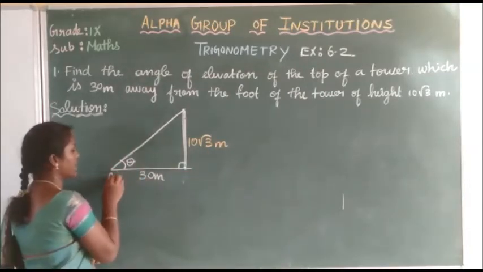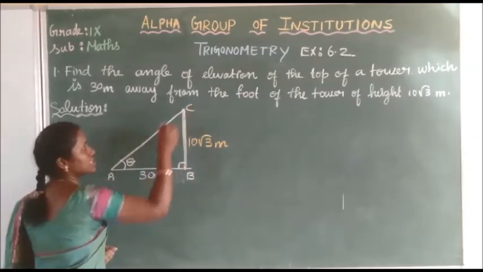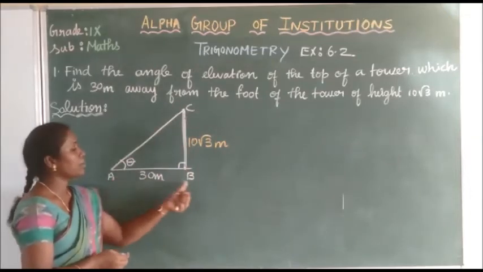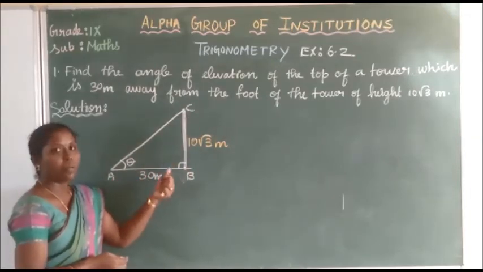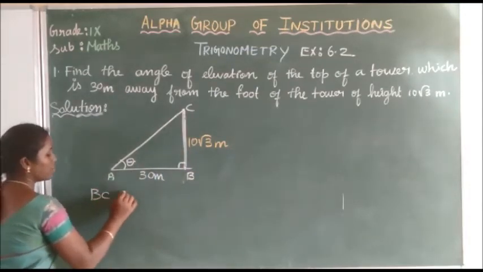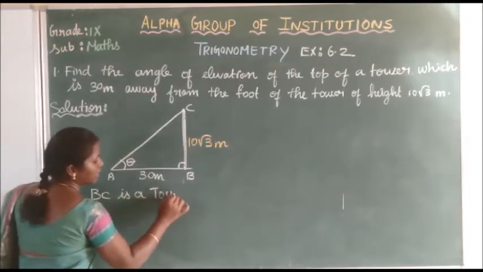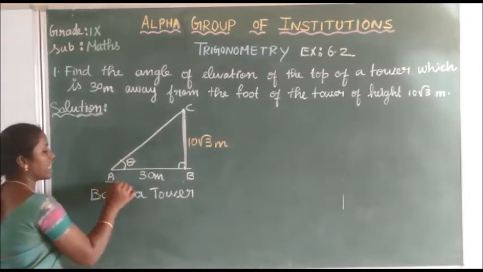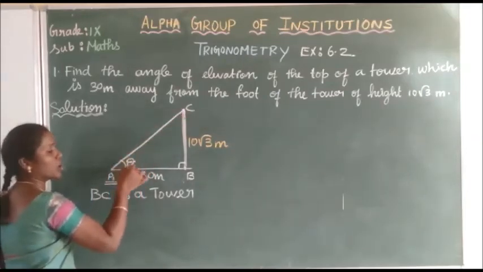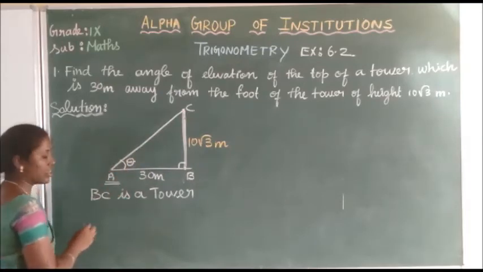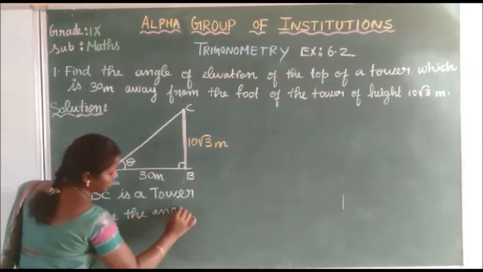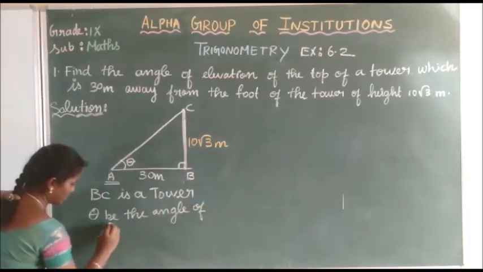So here the names A, B, C. Already I marked the measures. Now I mark the diagram as A, B, C. It is a right angle triangle only. But according to the problem, here BC is a tower. What is BC? BC is the height of the tower. And A is the angle made by the tower on the ground. That is theta. So we can take theta to be the angle of elevation.